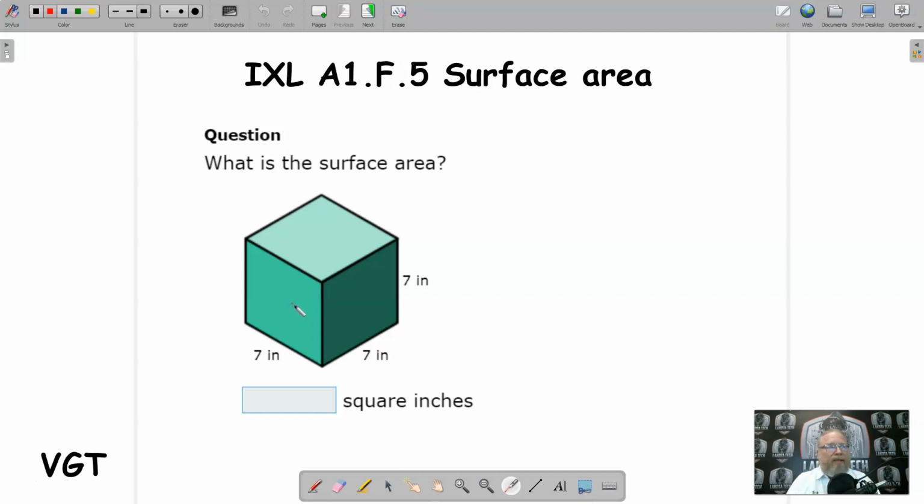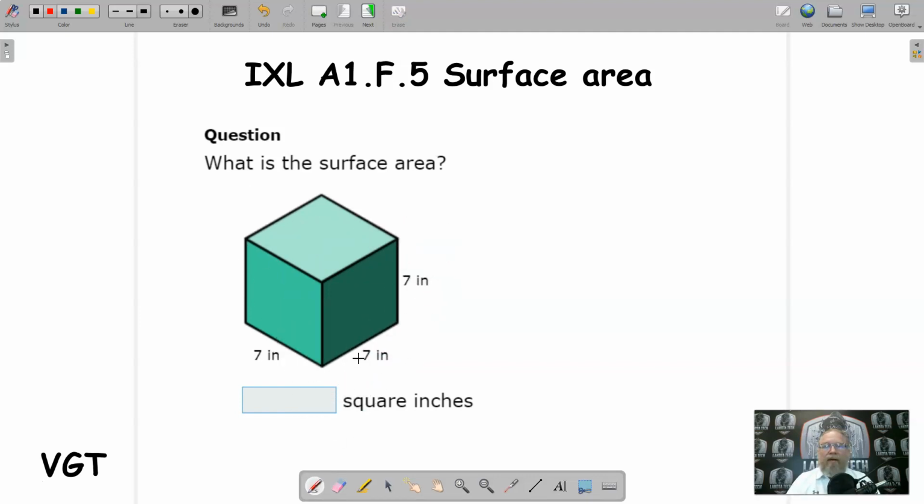Well, a cube has 6 sides. We can see 3 of them here: 1, 2, 3. And then we've also got the bottom side, and we have this back side over here that we can't see, and the other back side over there that we can't see as well. So we know that there are 6 sides.